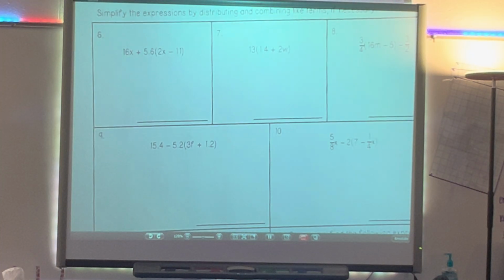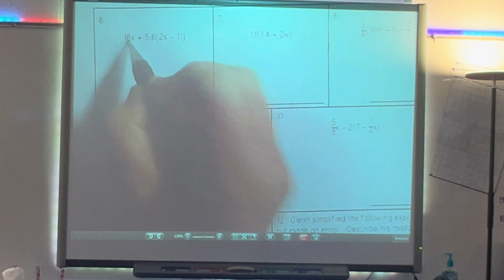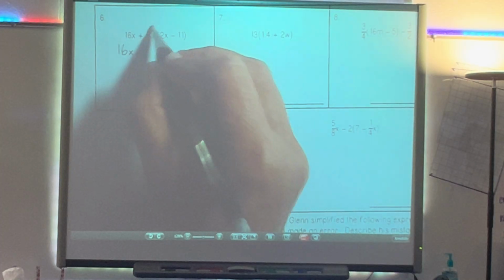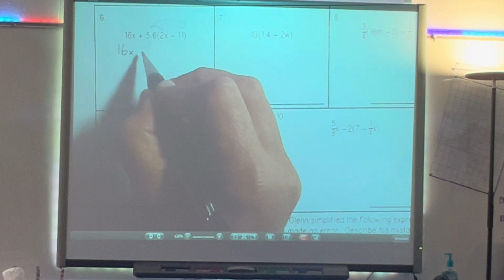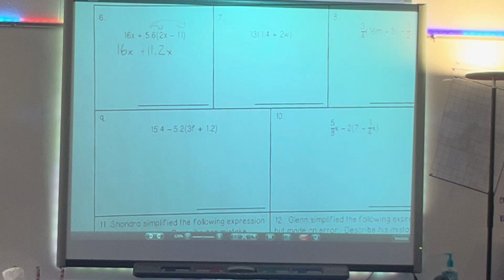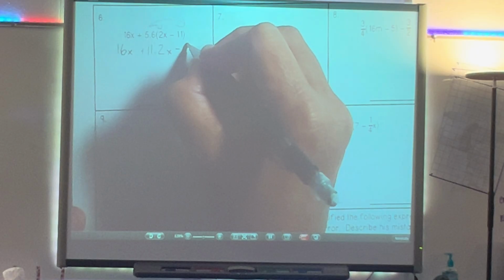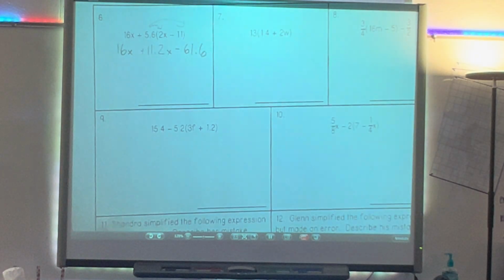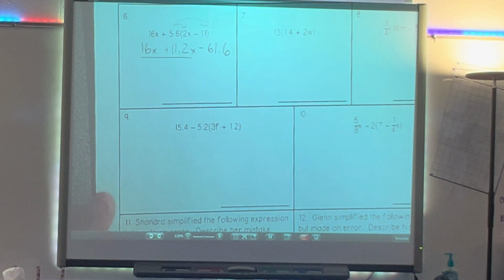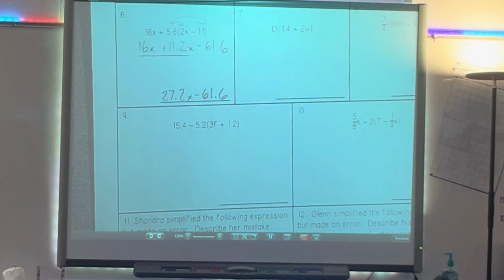Alright, the next one. What has to happen first here? 5.6. So what happens with this 16x? You just drop it down, 16x. Then I'm going to distribute this in. So 5.6 times 2 gives me 11.2x. And 5.6 times a negative 11 is negative 61.6. Now what? Combine like terms. That's going to be 27.2x minus 61.6, and we're done. Everybody all right with that?